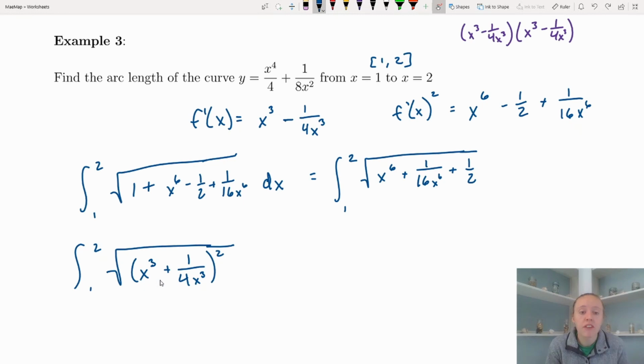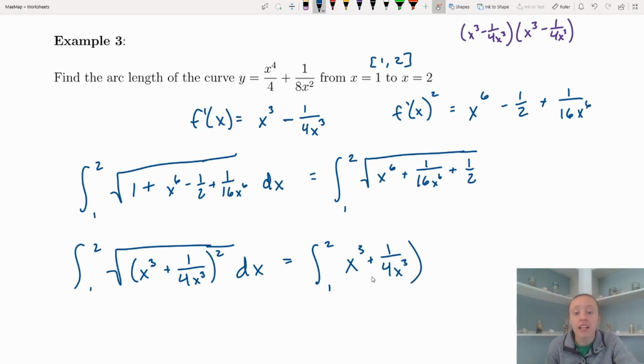Now the square root of x cubed plus 1 over 4x cubed, squared, with respect to x, is going to simplify down to the integral from 1 to 2 of x cubed plus 1 over 4x cubed, since the square root and the squared will cancel out. And I need to just integrate this with respect to x, plug in my bounds, and solve.